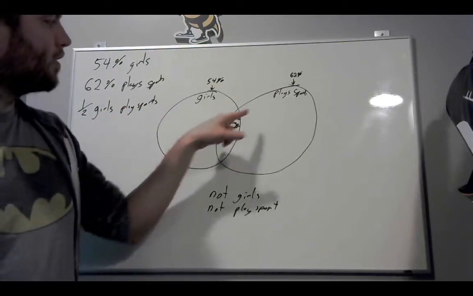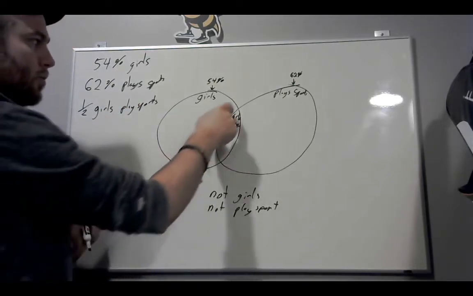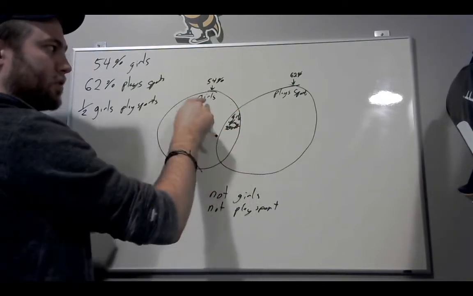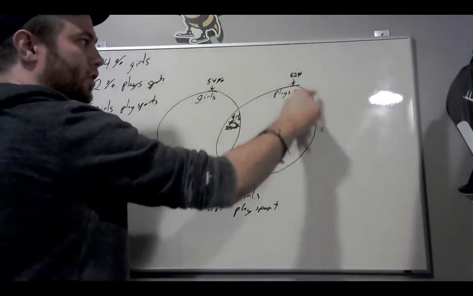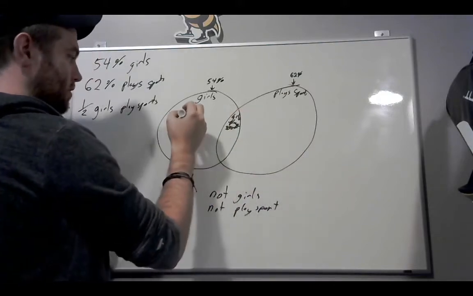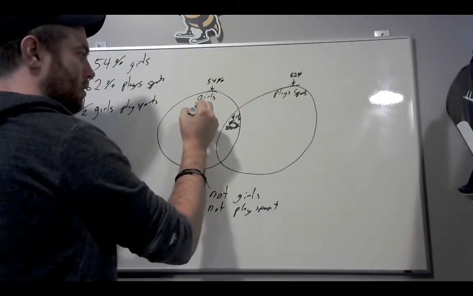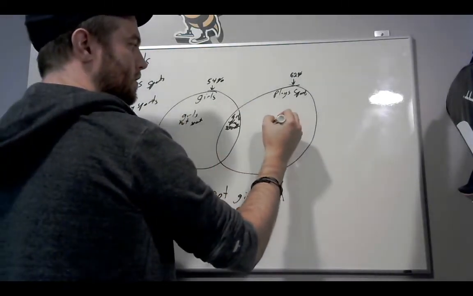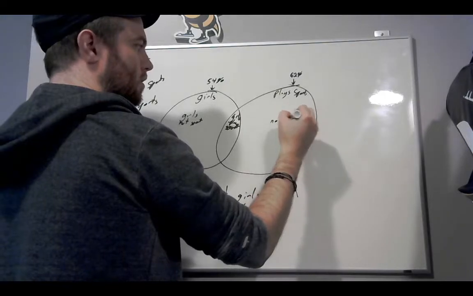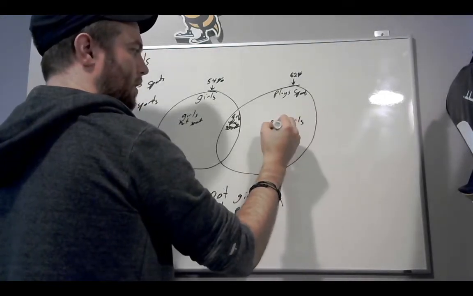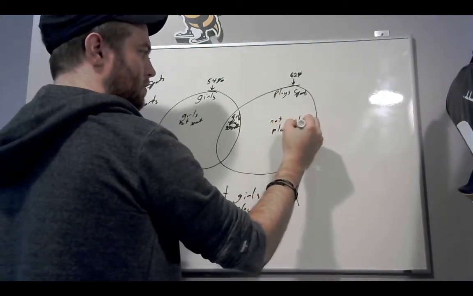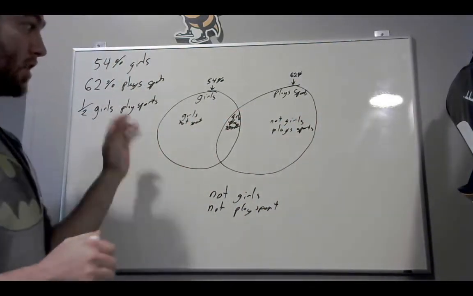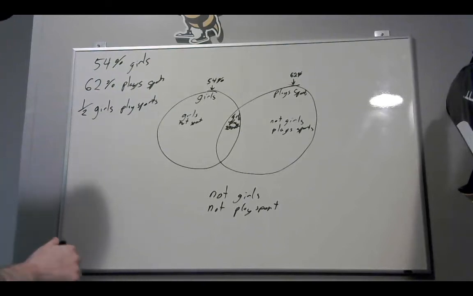So we need to figure out how much is in each one. This piece right here, in this circle but not included in the sports, is girls who don't play sports. So this is girls, not sports. This is not girls and plays sports. So we want to figure out the percentage of every single one of these pieces.